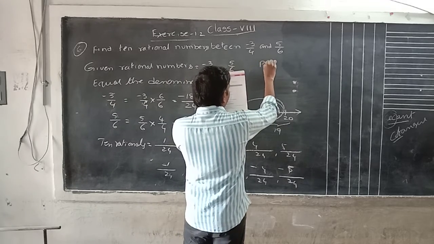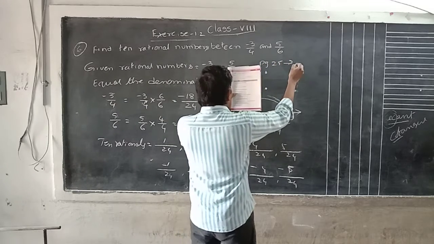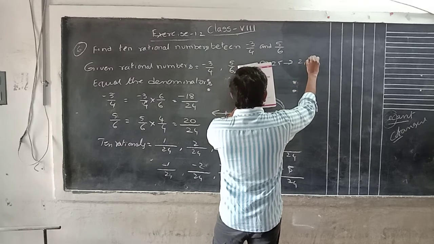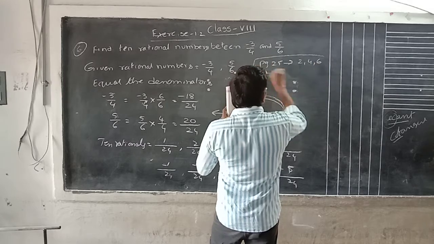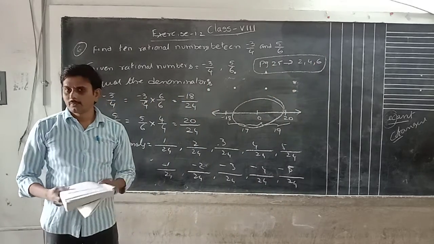Today's homework is to complete page number 25. Second one, fourth one, sixth one. These three sums to complete. I already explained that one, but you have to complete it again.